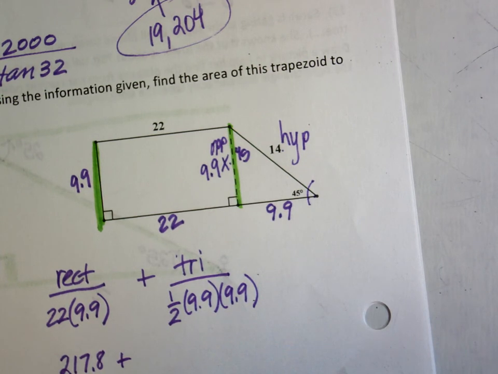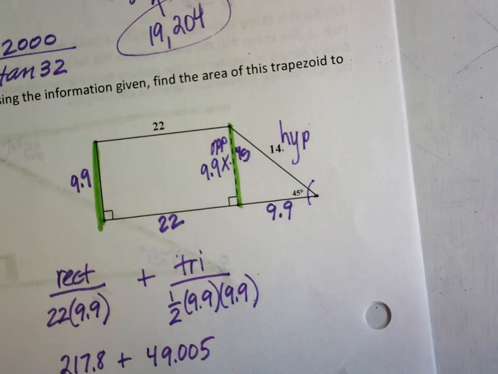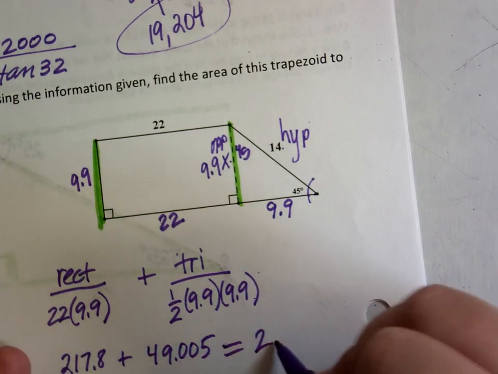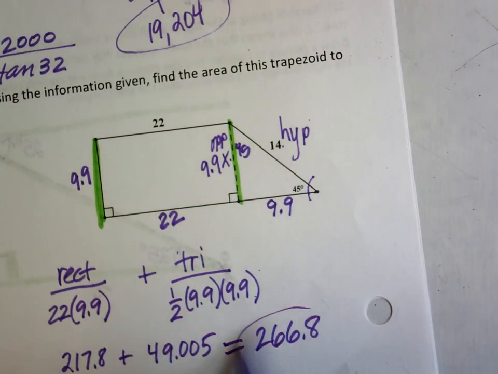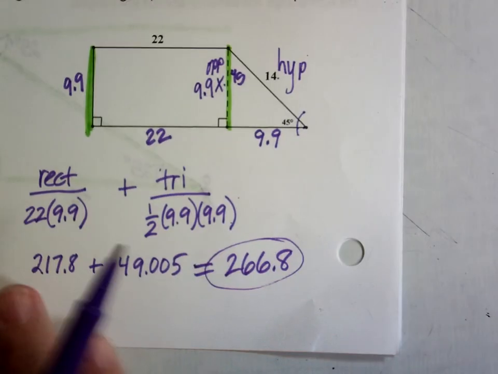gives me 49.005. And when I add those together, I get 266.805. Let's just go with 0.8 to the nearest square unit. So really, that's 267.